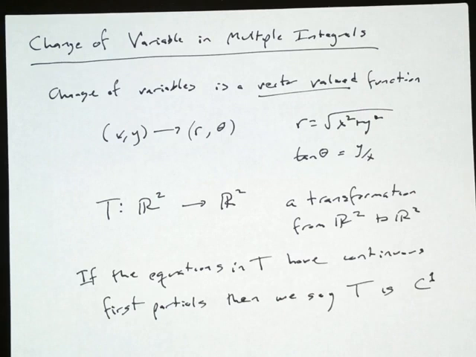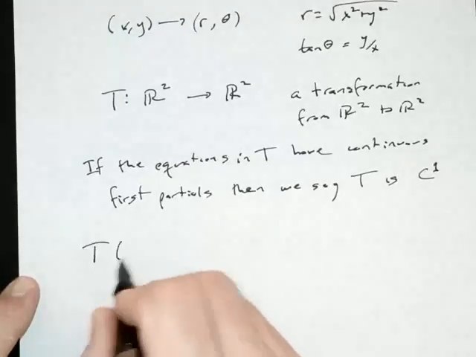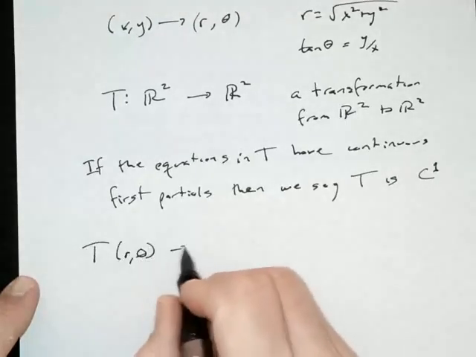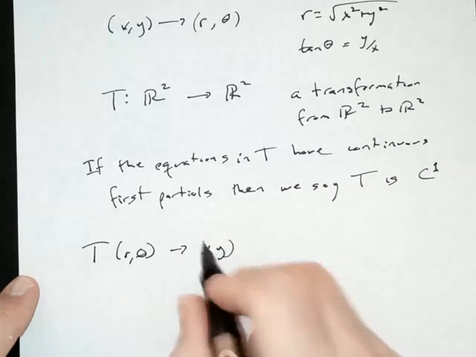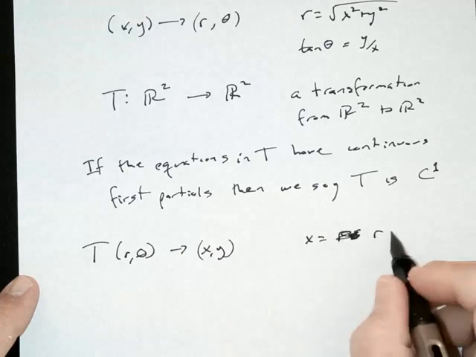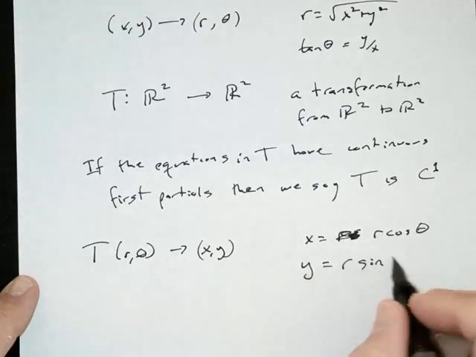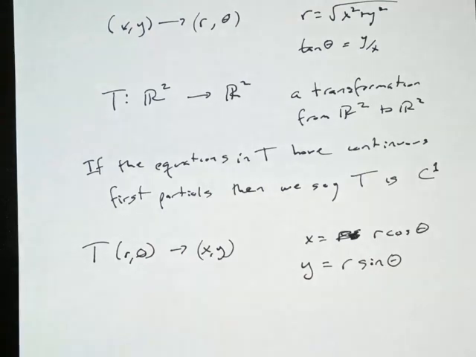Now, more often than not, instead of working from x and y to r and theta, I want to go the other way. And the reason I would want to do that is because if I look at going the other way here, then my functions are continuous in the first partial. This is a C1 transformation.